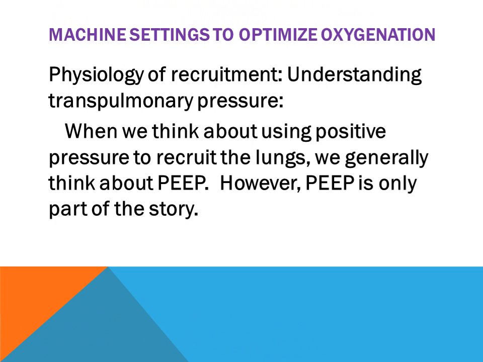Coming to the machine settings to optimize oxygenation, and here is the physiology of recruitment. In case you are giving a positive pressure to recruit the lung, we will be thinking mainly about the COPD patient, and we will be giving PEEP support. However, PEEP is only a part of the story. So mainly for the patient with respiratory failure, type 2 respiratory failure like COPD, we will be giving 5 PEEP support.